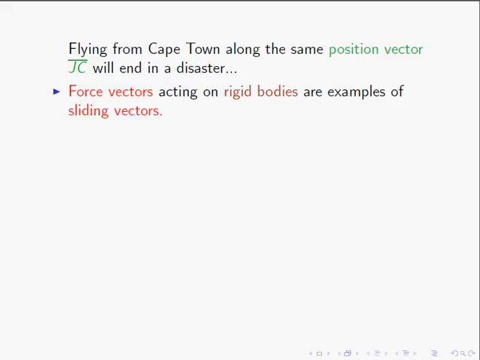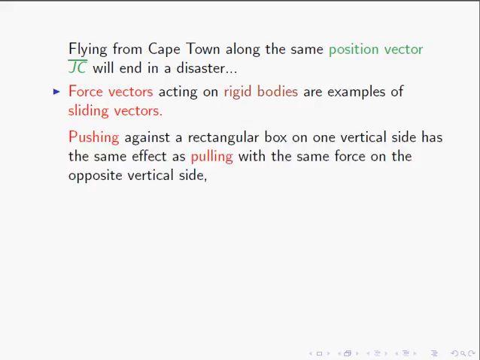Our second type of vectors are the force vectors. Now, force vectors acting on rigid bodies are examples of sliding vectors. As an example, pushing against a rectangular block on one vertical side has the same effect as pulling with the same force on the opposite vertical side, as long as the two forces share the same line of action. This means that the force on the one side can slide along its line of action to the force on the other side. This is true for rigid bodies, and the bodies do not have to be in equilibrium.